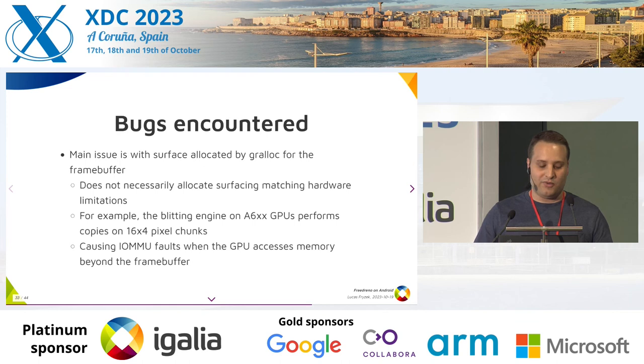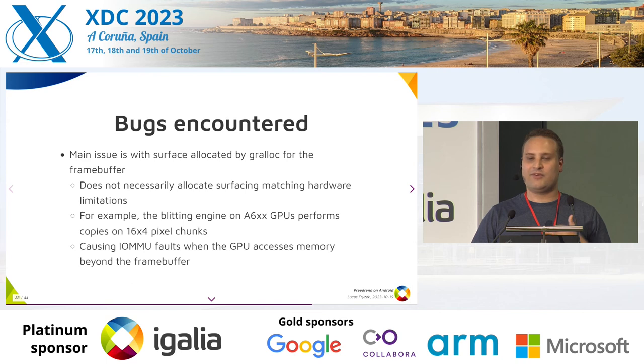The main one was an issue with surfaces allocated by Gralloc, and the fact that they don't necessarily respect GPU limitations. In my case, on the GPU in the Pixel 4a, the blitting engine, when it reads pixel data to copy it, does it in 16 by 4 chunks. And if the frame buffer that you're trying to write to or read from is not aligned to 16 on the width or 4 on the height, you will read outside the bounds of that memory, and you will trigger a fault, which is what ended up happening for me.